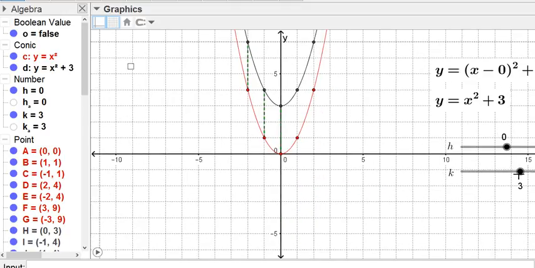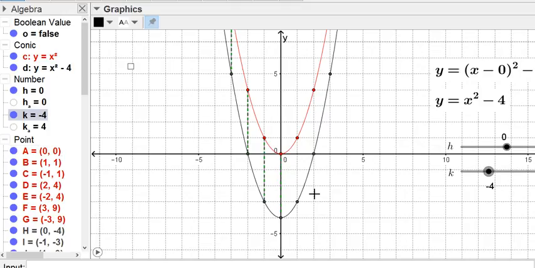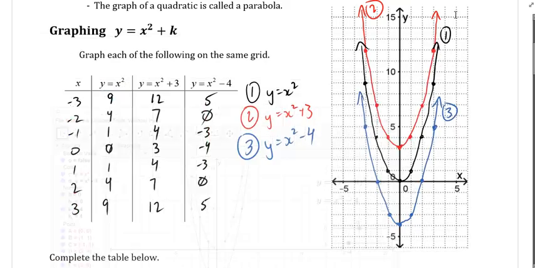What happens if I moved it down 4? Same thing. These red points all moved down 4. So did the vertex. So did this point. So did that point. They all moved down 4. You can see it on the graph. The vertex moved down 4, and every other point from the original black curve moved down 4.